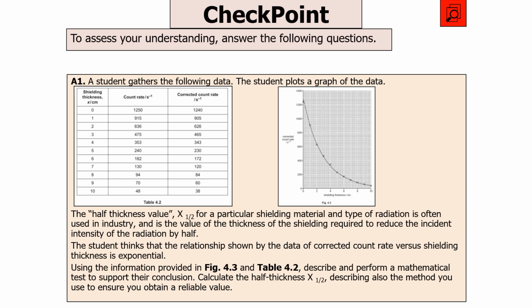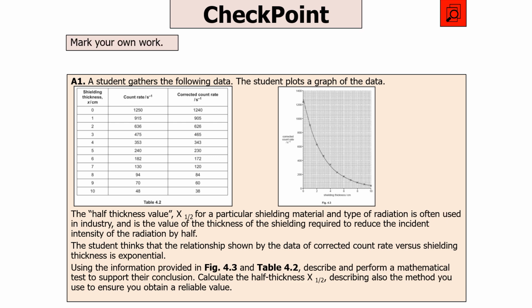Now the next question says the student gathers the following data and plots the following graph of data. The half thickness value x for a particular shielded material and type of radiation is often used in industry, and is the thickness of the shielding required to reduce the incident radiation by half. The student thinks that the relationship shown by the data of the corrected count versus the shielding is exponential. Use the information provided and describe a form of mathematical test to support this conclusion. Calculate the half thickness, also describing the method you would use to ensure a reliable value. So pause the video now, then unpause the video when you want to go through your answer.